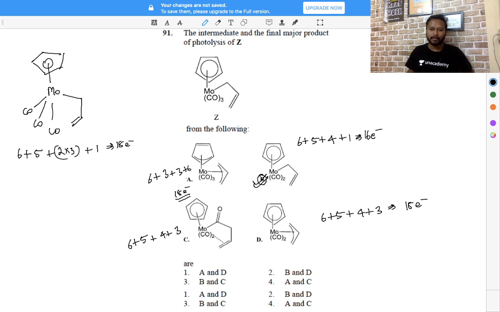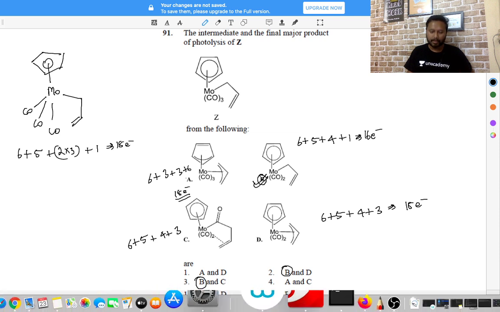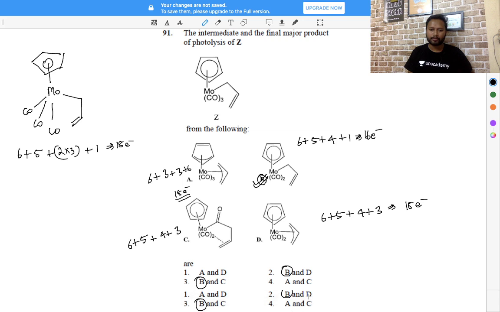Now what will be the product? The product has to be an 18 electron species. B is your intermediate, so either option 2 or option 3 is correct. So what will be the product now? Our product will be D. Why will the product be D? Why not C? Just look at the structure of both of them.